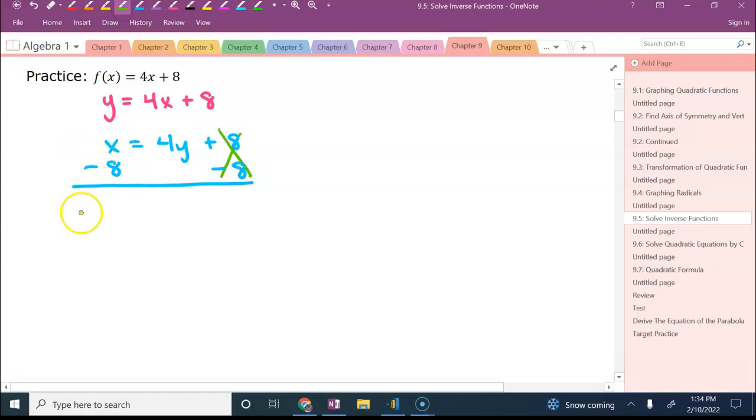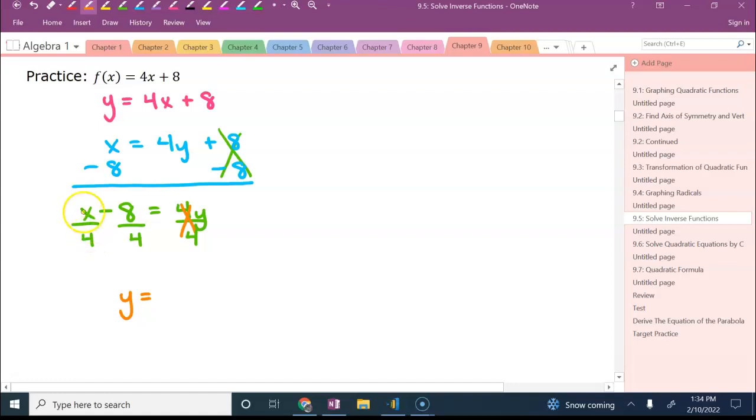On the left, I'm going to write x minus 8 equals 4y. And now we're going to divide everything by 4. So I'm going to divide both of these things on the left-hand side by a 4. And like I said earlier, I'm going to go ahead and put y first, just because it makes more sense for me to say y equals than to have the equation equals y.